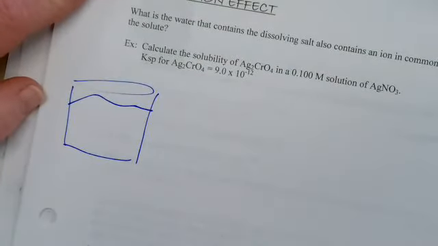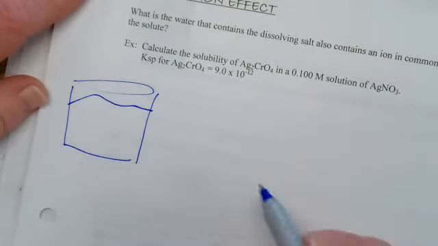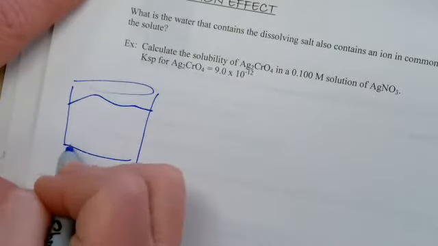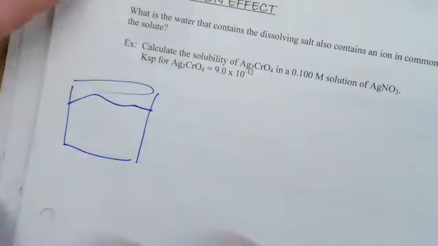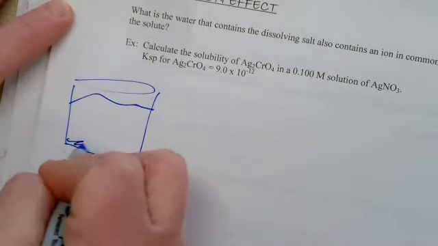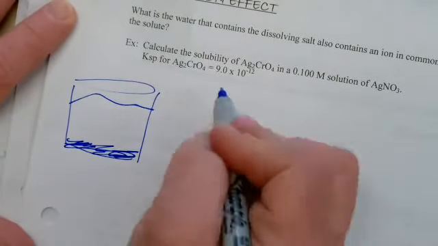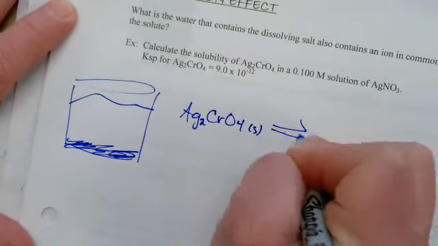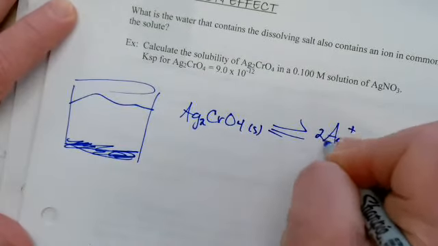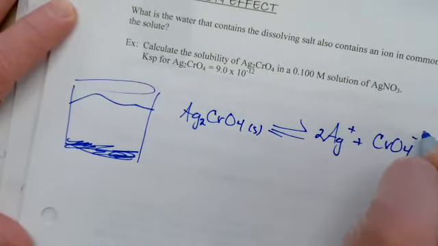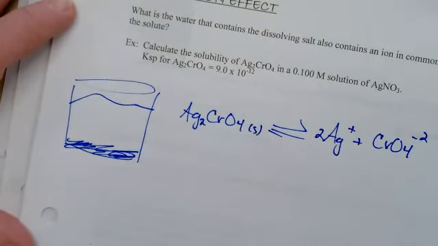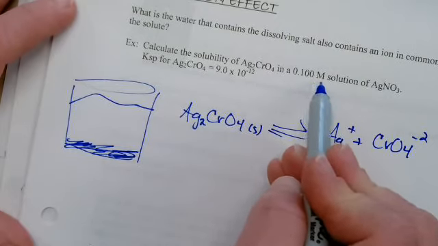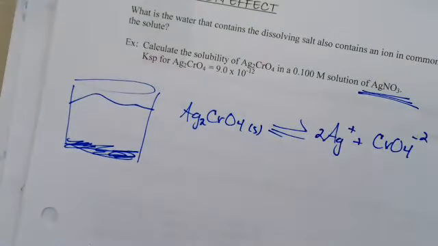If I have a beaker and we are asked to find the solubility of silver chromate. Silver chromate, if we put several scoops, it's going to lay on the bottom. But we know that some of that, even though we call it insoluble, will be doing its thing in a 0.1 molar solution of silver nitrate.